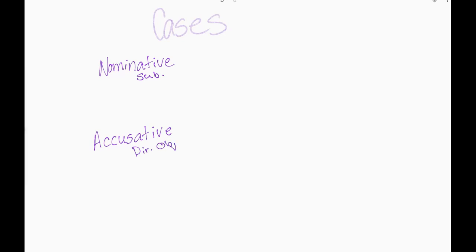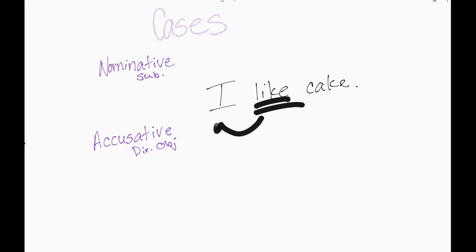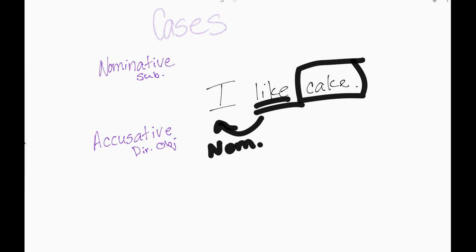So let's take a look at that in an English sentence. In my sentence today, I can see that my verb is like. Who is doing this action of liking? Well, that would be my subject, I. So this should be my subject or my nominative. On the other hand, what is it that I like? I like what? Well, I like cake. So this is my direct object or my accusative.